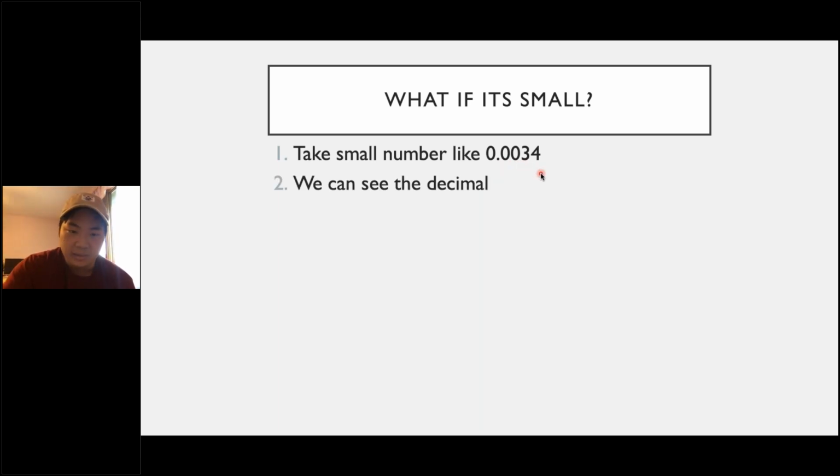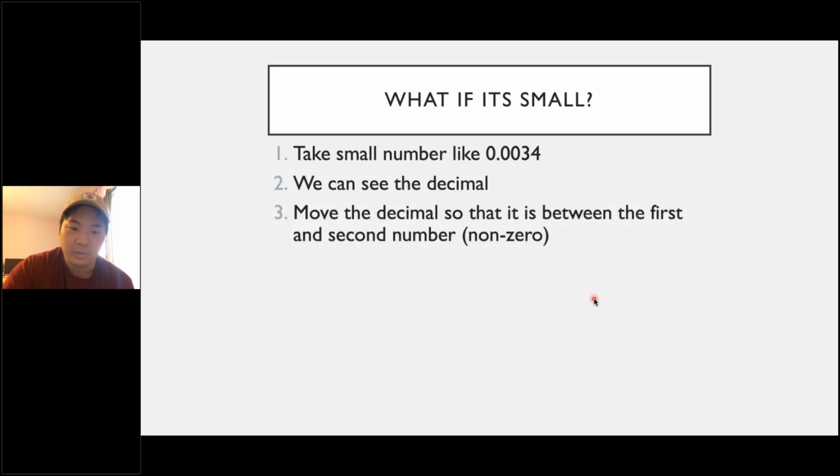Now we're going to do the same thing. But this one we can actually see the decimal. It's right here. It's 0.0034. So we're going to use this decimal. And we're going to do the same thing, except we're going to move it the other way. We're going to move the decimal so that it is between the first and second number. And by number, I mean non-zero. So I'm going to move it between the 3 and the 4 in this case.